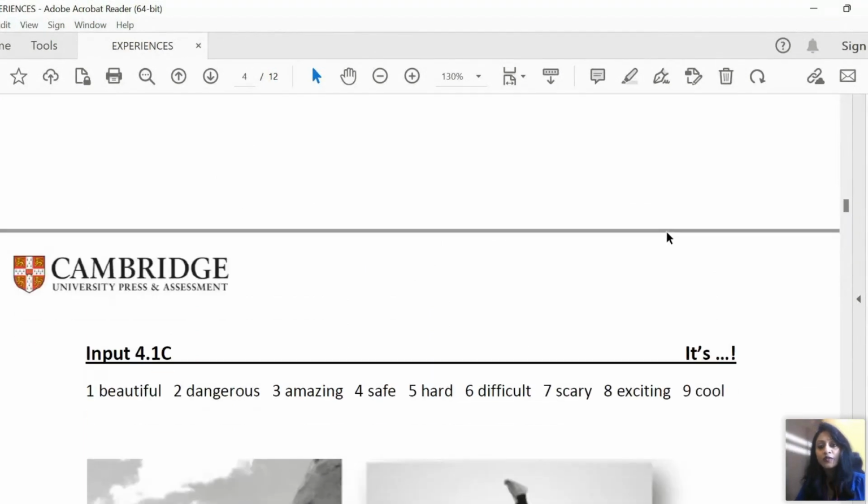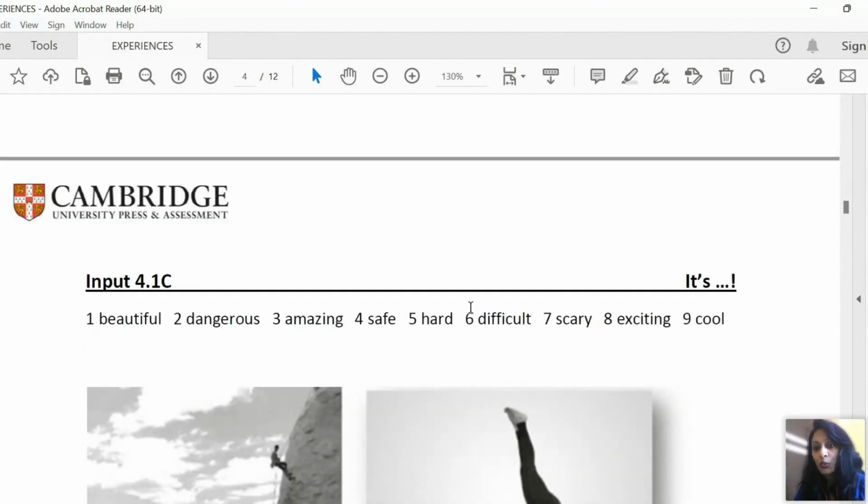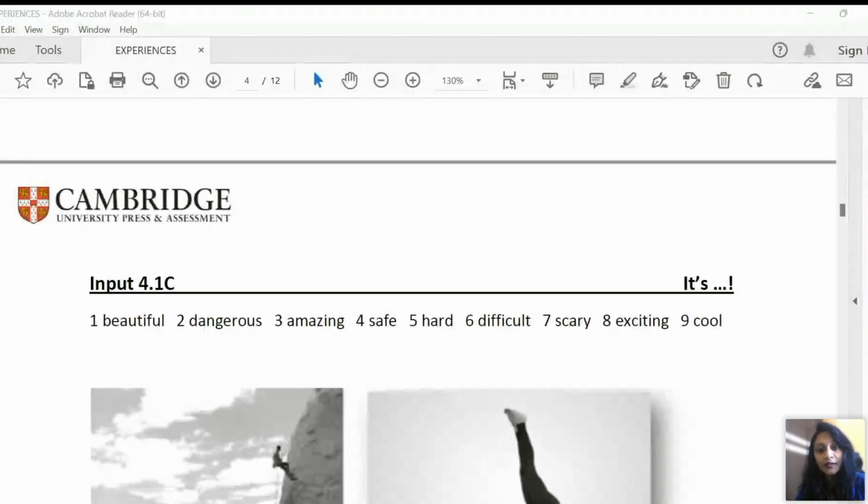Now, on the screen, you do find a few words, right? Now, these were the words that were actually quite familiar to the pictures and the activity that we did earlier. Now, I'm not showing you the entire picture right now for a purpose. Let me explain to you. These are the few words that we got very familiar with from the previous activities. Words like beautiful, dangerous, amazing.